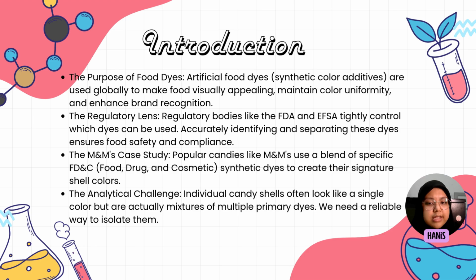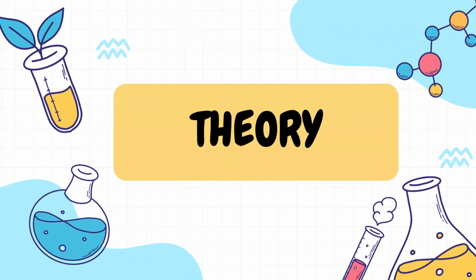The M&M case study: popular candies like M&M use a blend of specific FD&C, food, drug and cosmetic, synthetic dyes to create their signature shell colors. The analytical challenge is that individual candy shells often look like a single color but are actually mixtures of primary dyes. We need a reliable way to isolate them.